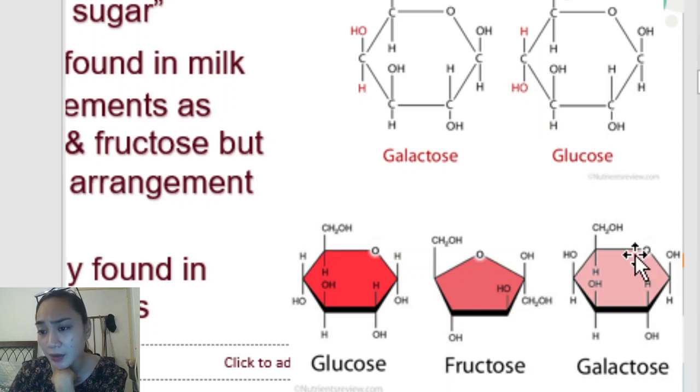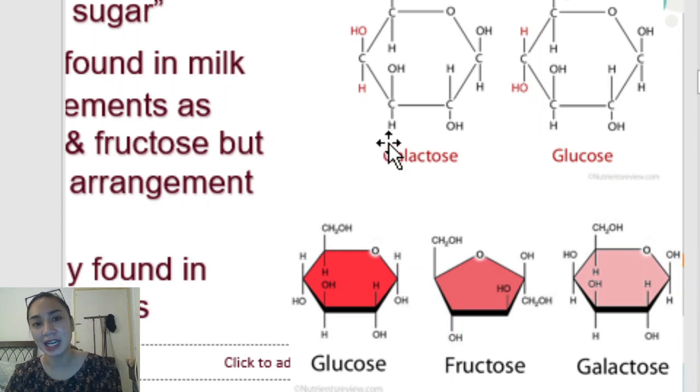If we compare glucose and galactose, this is glucose, the one in red. And then look at the difference with galactose. That's the only difference between them. Imagine the hydroxide and the hydrogen on this side just flipped.